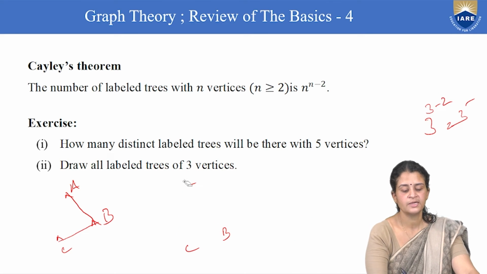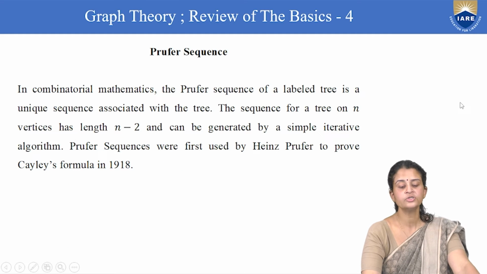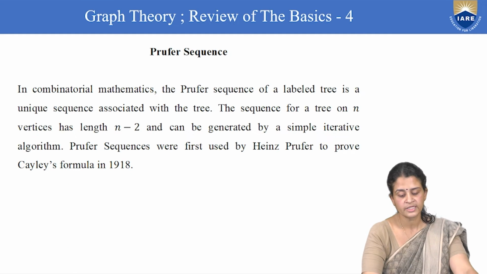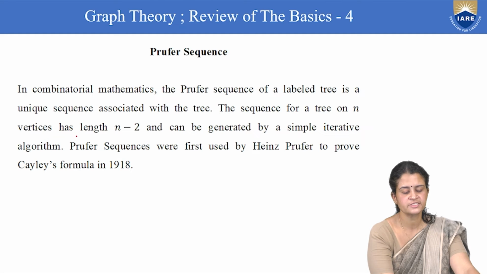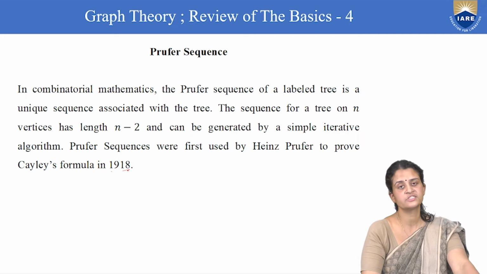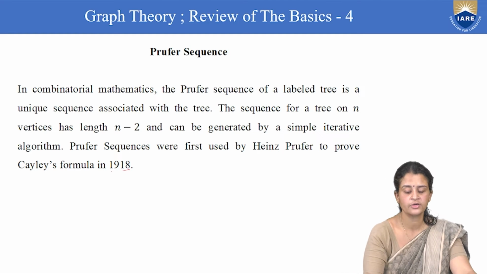So, Cayley's theorem states that the number of labeled trees with n vertices, where n is greater than or equal to 2, is n power n minus 2. Now we are going to see the Prüfer sequence. In combinatorial mathematics, the Prüfer sequence of a labeled tree is a unique sequence associated with the tree. The sequence for a tree on n vertices has length n minus 2 and can be generated by a simple iterative algorithm. The Prüfer sequence was first used by Heinz Prüfer to prove Cayley's formula in 1918. That is nearly 68 years after Cayley proposed this theorem that the Prüfer sequence was found.